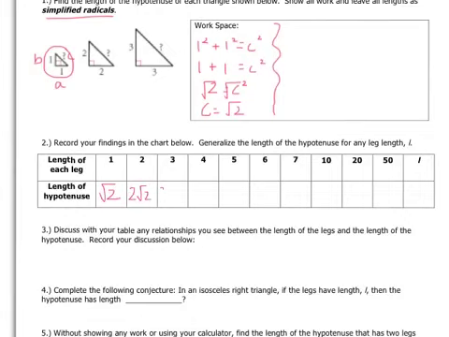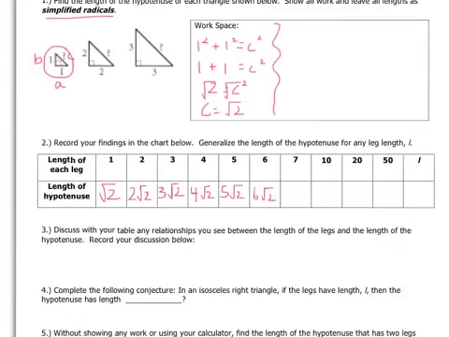So a leg length of 2 has a hypotenuse length of 2 radical 2. A leg length of 3 has a hypotenuse length of 3 radical 2. Nolan, what did you guys get for leg length of 4, 5, and 6 for the length of the hypotenuse? 4 radical 2, 5 radical 2, 6 radical 2. Okay.